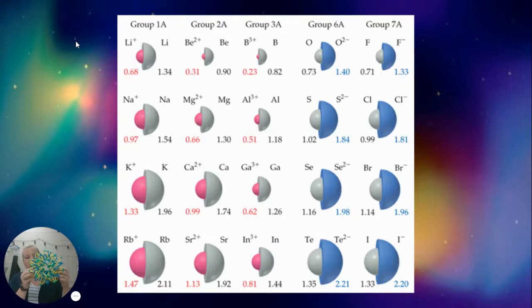And so when we talk about them, it's always about the proton to electron ratio. In a cation situation, there are more protons than electrons, so it pulls it in. And in an anion situation, there are more electrons than protons, and the electrons push out and repel each other, and so your size increases. You will be asked questions relating to that.